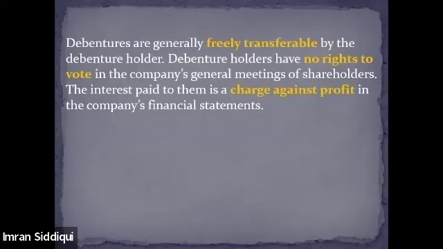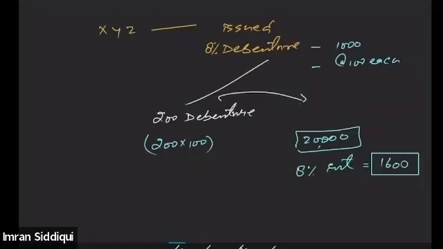Debentures are generally freely transferable. Debenture holders have no right to vote, and all debenture holders will be entitled to some amount of interest. And that interest which is payable to the debenture holder is considered as a charge against profit.